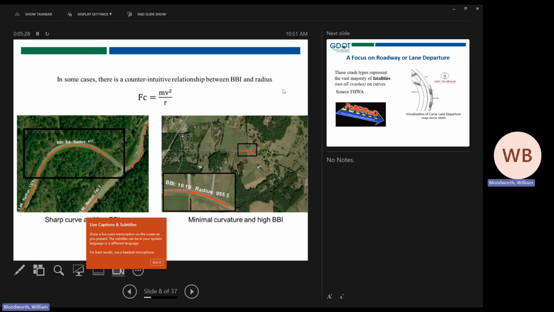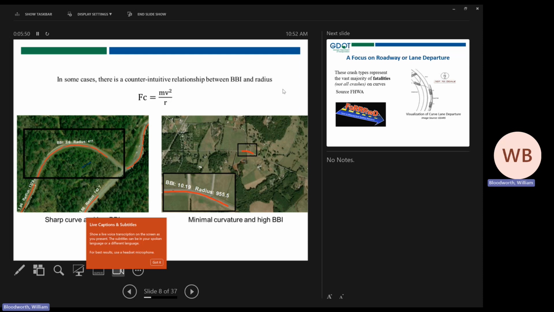Ball bank indicator is not just radius, though. It's not just a proxy variable for radius. What I'm showing here is two different scenarios. One curve much sharper than the other, but you see a much higher ball bank indicator reading, meaning more lateral forces on this curve with a minimal curvature in between two tangent segments.